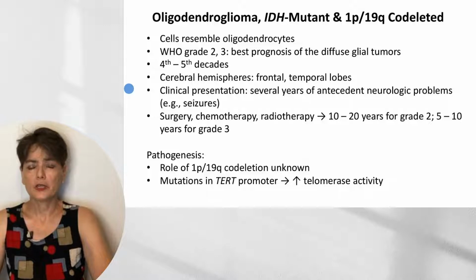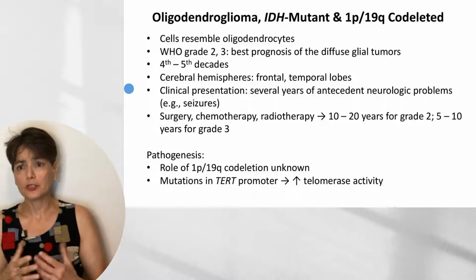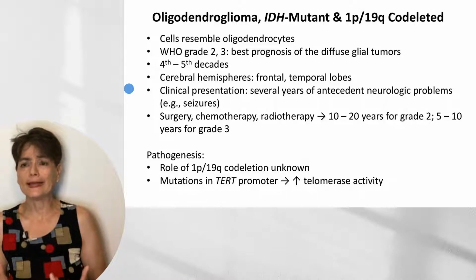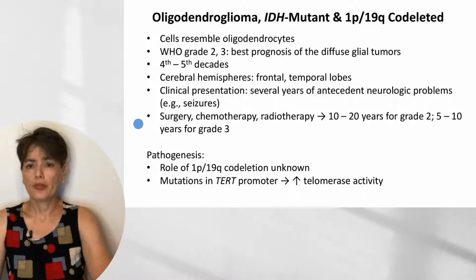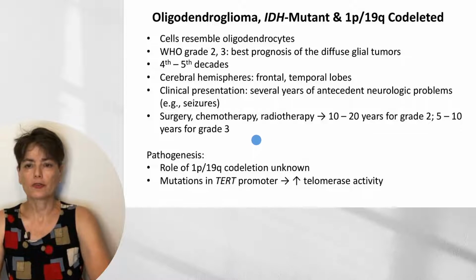In their presentation, they're somewhat indolent tumors, so there may be several years of antecedent neurologic problems such as seizures before a patient finally gets imaging and is recognized to have a tumor. With appropriate therapy, surgery, chemotherapy, and radiation therapy, grade 2 tumors have a survival of 10 to 20 years compared to about 5 to 10 years for grade 3.